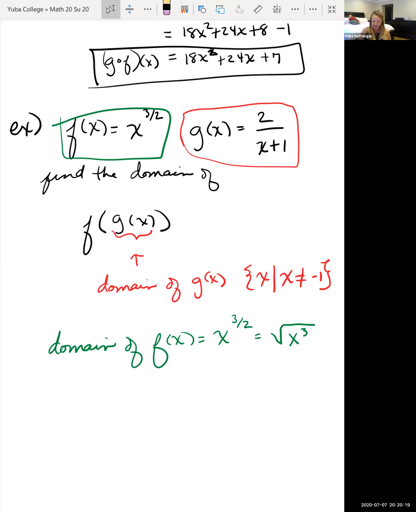So I can't have x cubed, minus 1 cannot be less than 0. If that's less than 0, then I'm not getting back a real number. And so x cubed has to be bigger than 0 in order for this to be a real number. So we could solve for this, right? We could take the cubed root of both sides. The cubed root of x cubed is greater than the cubed root of 0. So x is greater than 0.